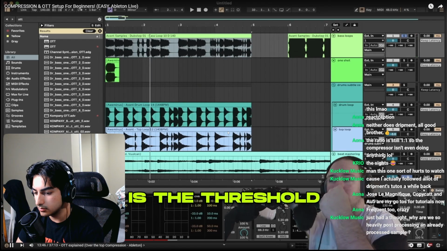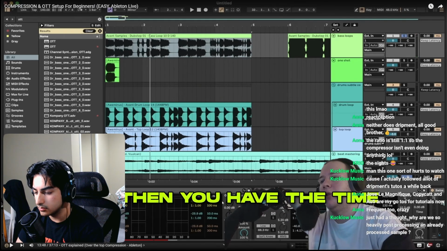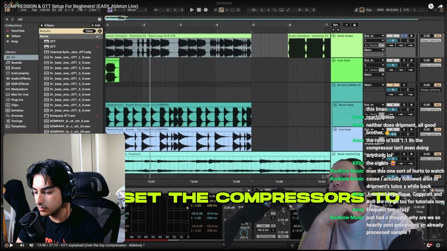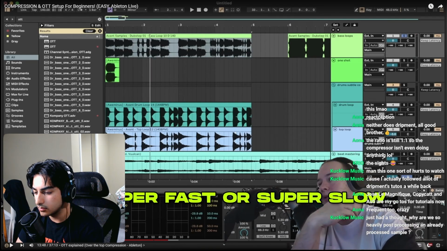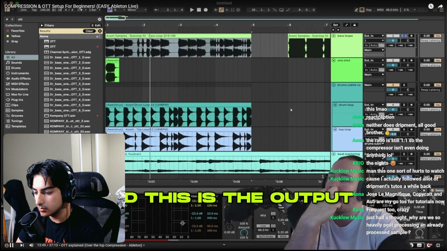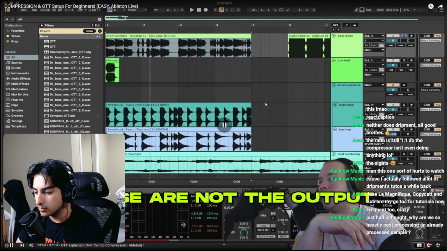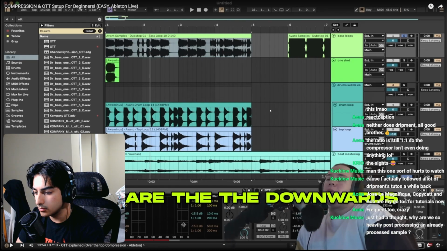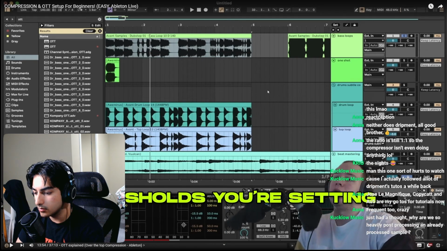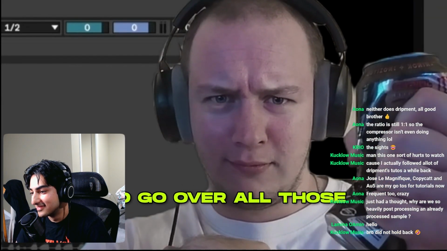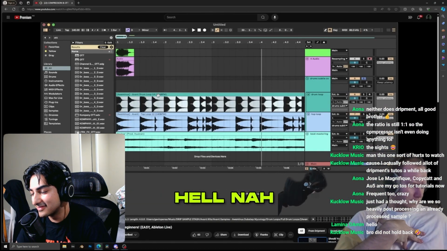Remember, this is the threshold. And then you have the time parameters for it, so you can set the compressors to be super fast or super slow. And this is the output. These 3 bars are the output. Those are not the output. Those are the downwards compression thresholds you're setting. Understand? So this is why we're trying to go over all those aspects here.